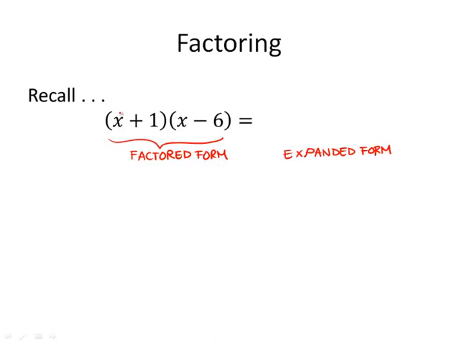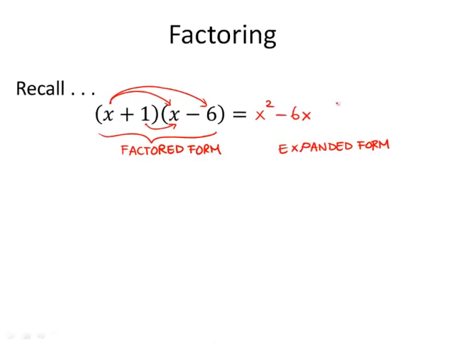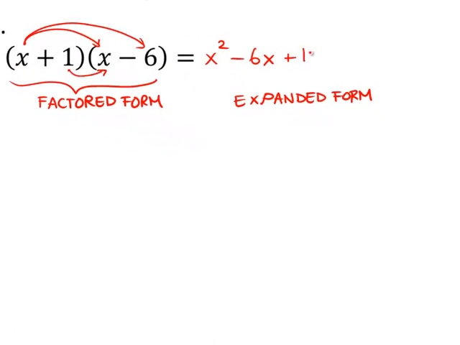Okay, let's take a look at what happens when we distribute. We start with the first term and multiply by the first and the second of the second binomial. So we get x times x, x squared, and then we get minus 6x, and then we get plus 1x and negative 6, which is the last two terms multiplied together.